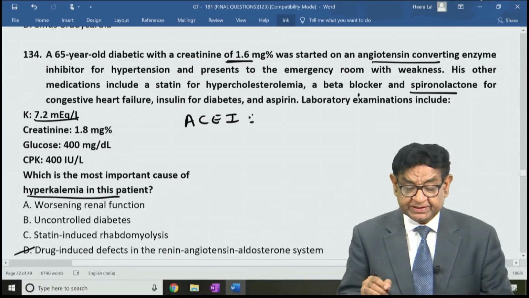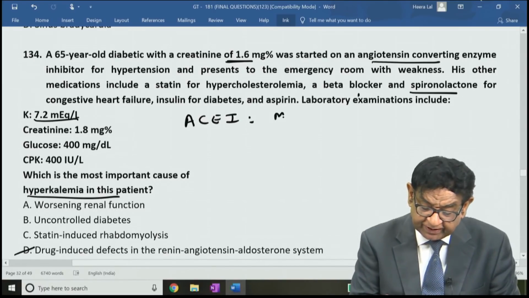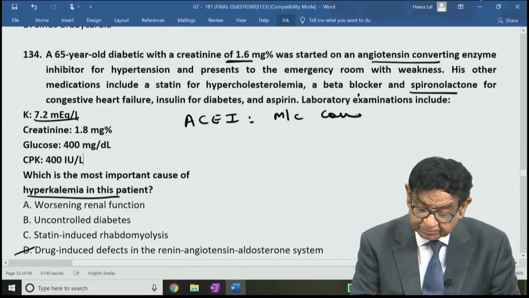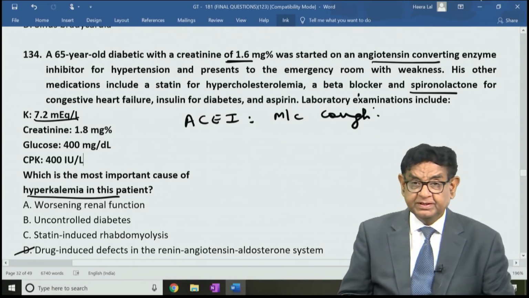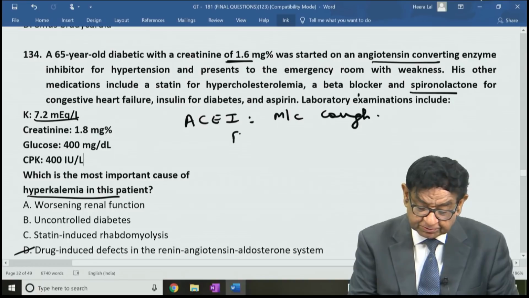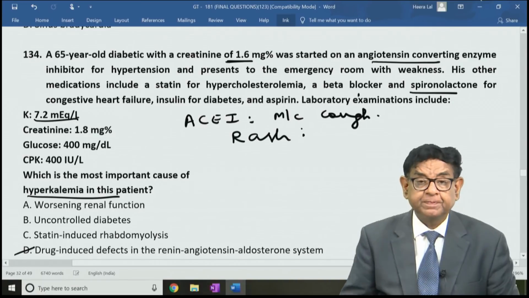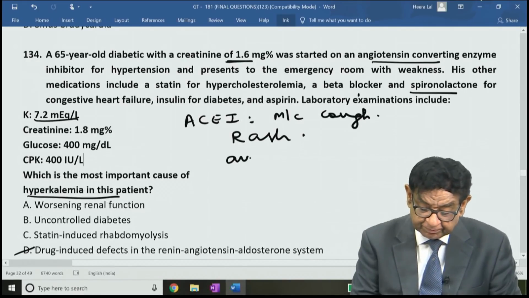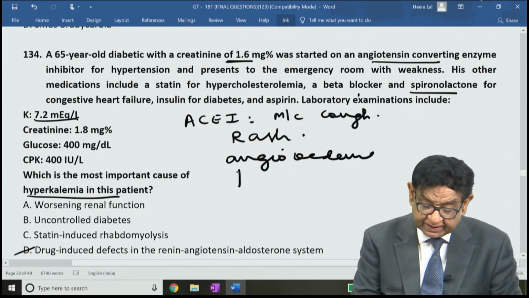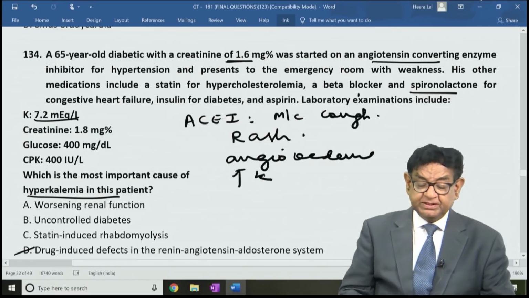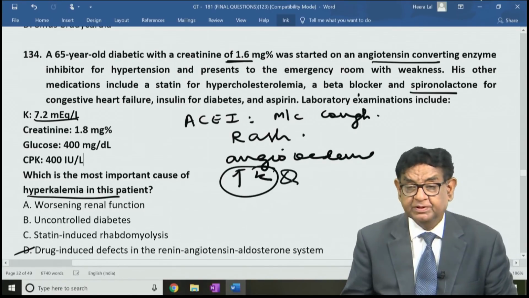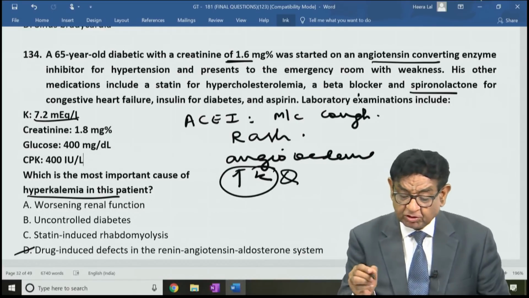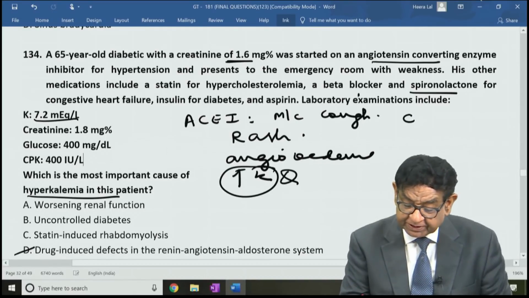What are the side effects of ACEI? Most common side effect is dry cough. Otherwise, it can lead to skin rash also. One of the dangerous side effects is angioedema. And it can lead to hyperkalemia. It's a very frequently asked question. And this drug is contraindicated in pregnancy with hypertension because this drug can lead to fetal wasting.